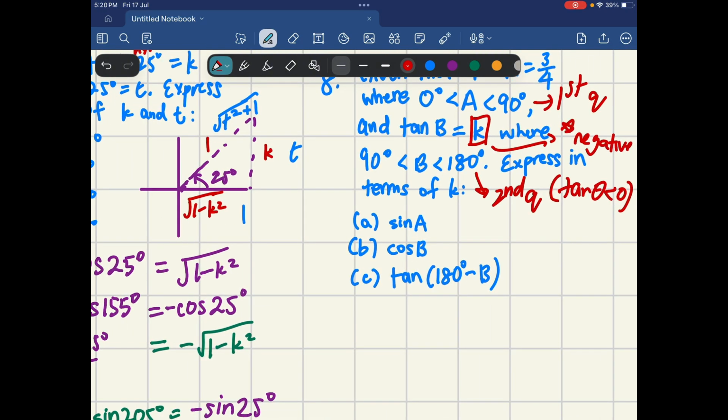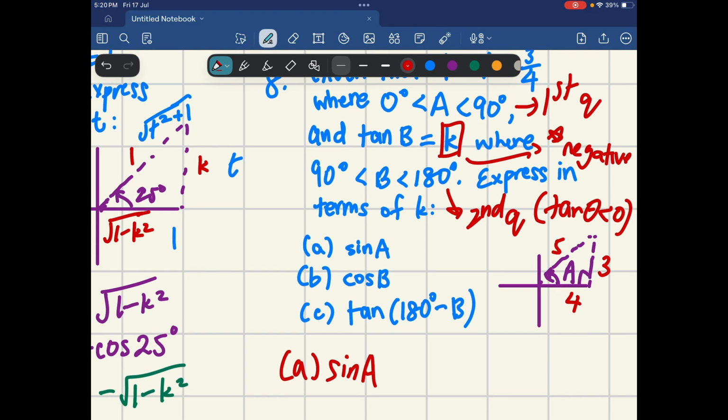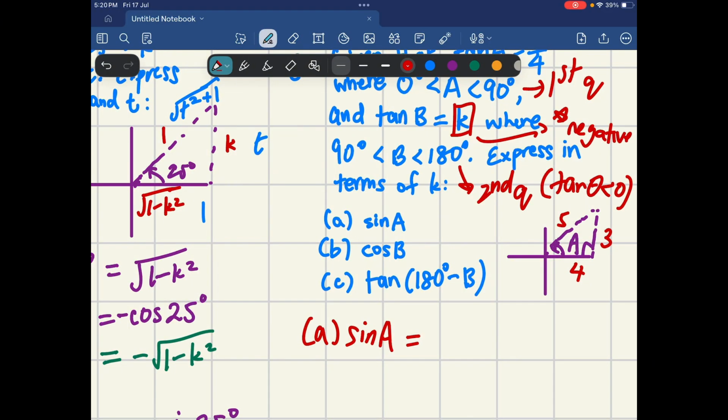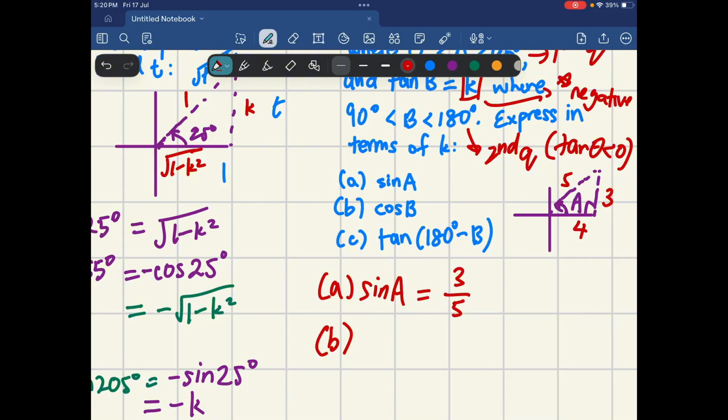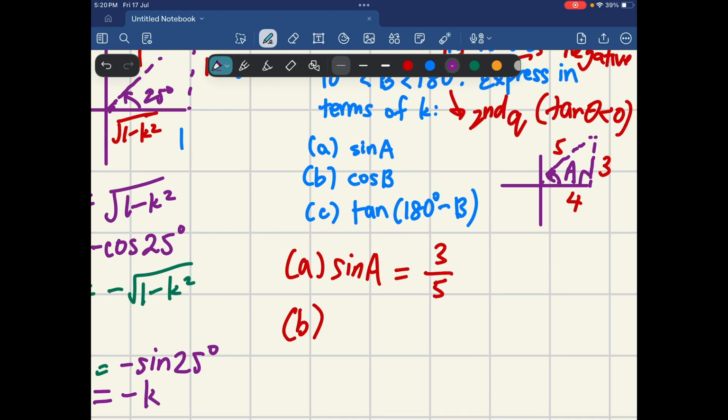So A is sine. To find sine A, we first draw the diagram for angle A. So it'll be like that. And if tangent A is 3 over 4, we know it's opposite over adjacent. So this will be 3, this will be 4. And your hypotenuse will be 5 based on Pythagoras. So sine A will be 3 over 5 because of opposite over hypotenuse. Now to draw the B is where we have to be a bit careful. So I'll just draw it out first.